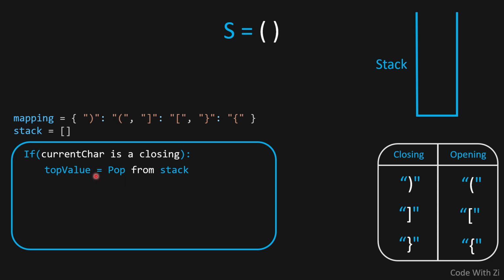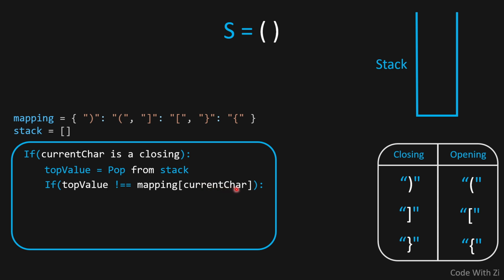So in the ideal situation, our top value is gonna be the opening symbol of our current character because our current character is the closing symbol. That's why we are inside of this if statement. So in the ideal situation, our top value should be its opening form. So let's check that. We're gonna say, is our top value not equal to the actual opening symbol? Because our current character is a closing symbol, and we have this mapping here.